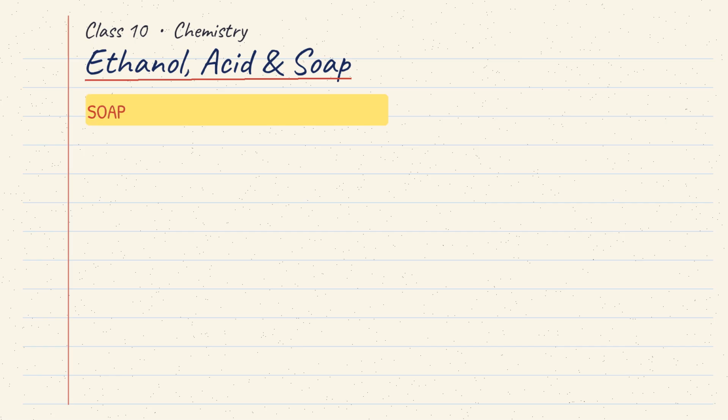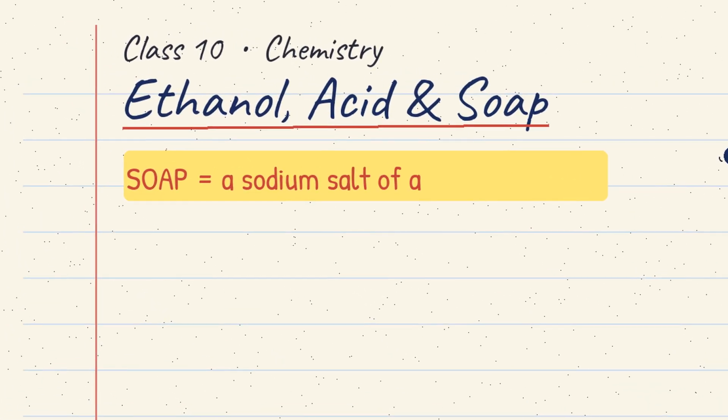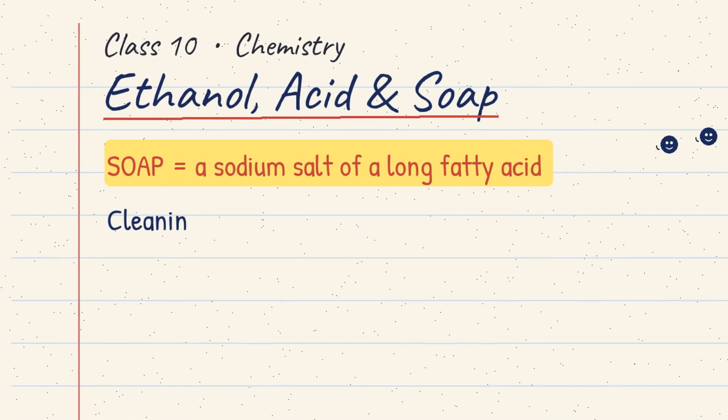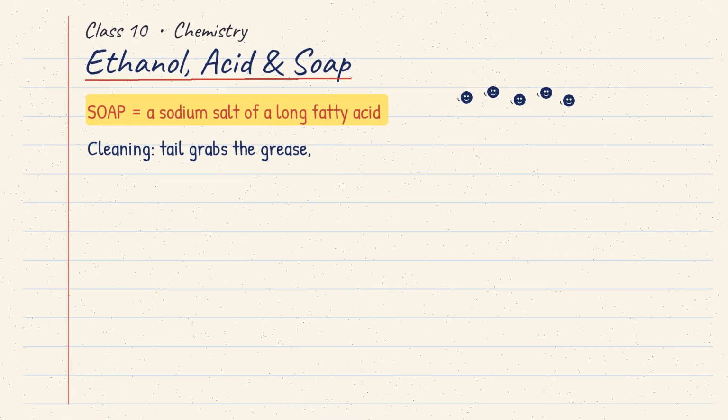Now, soap. A soap molecule is the sodium salt of a long fatty acid, and it has two very different ends. A water-loving head, and a grease-loving tail. Here is the magic. The grease-loving tails dig into the oily dirt, while the water-loving heads face the water. They surround the dirt in a tiny ball called a micelle, which then washes away with the water.